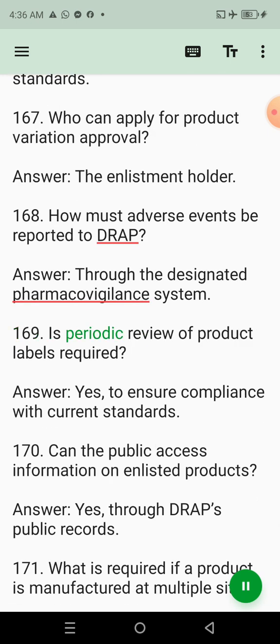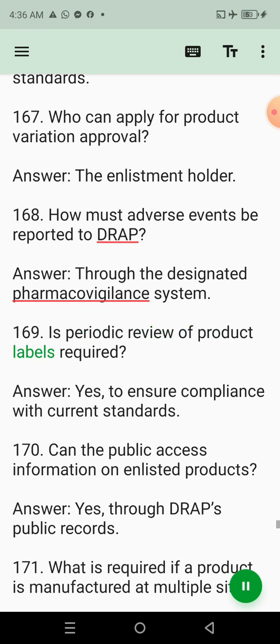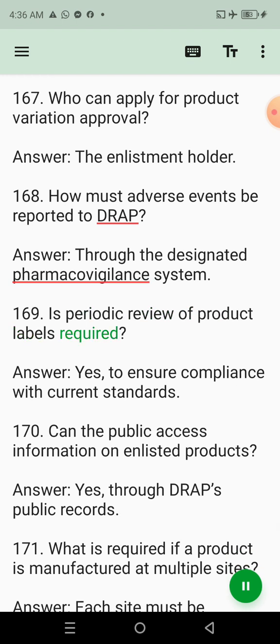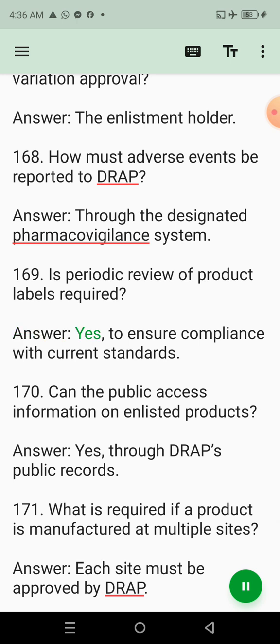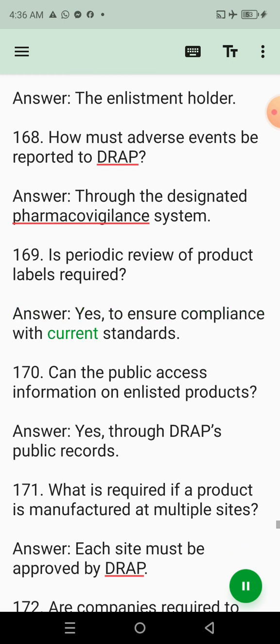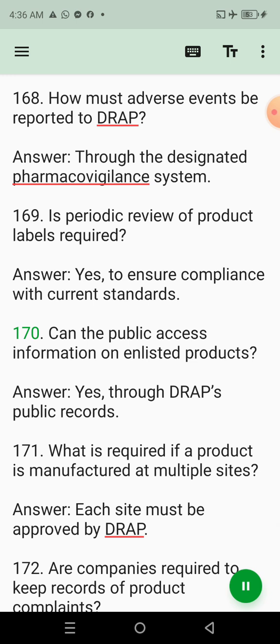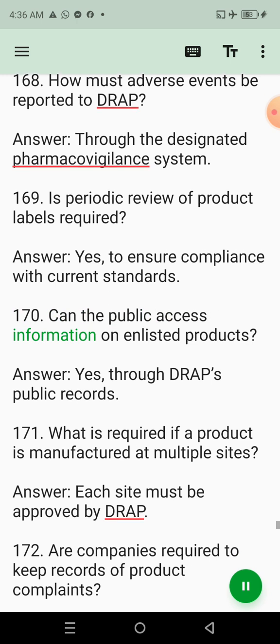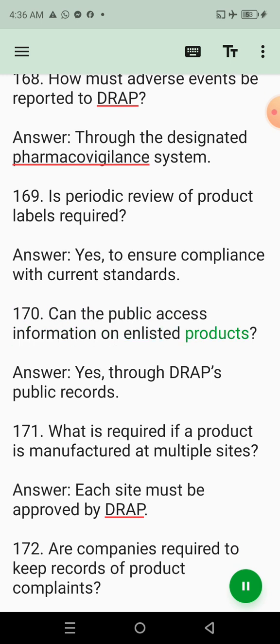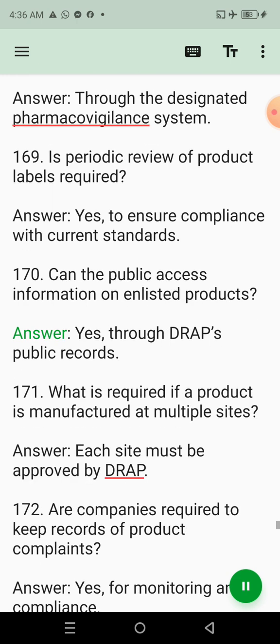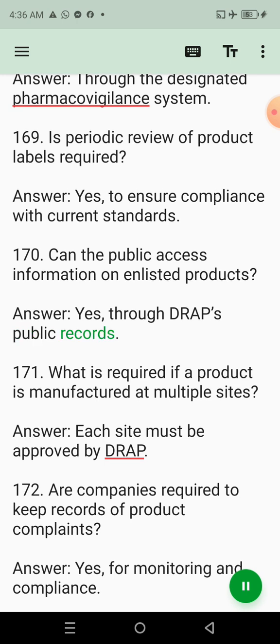169. Is periodic review of product labels required? Answer: yes, to ensure compliance with current standards. 170. Can the public access information on enlisted products? Answer: yes, through DRAP's public records.